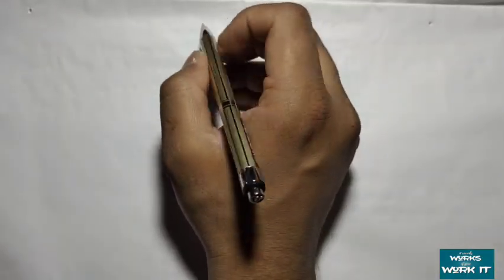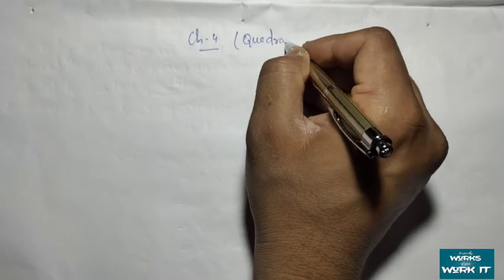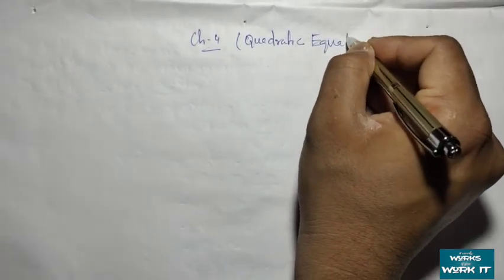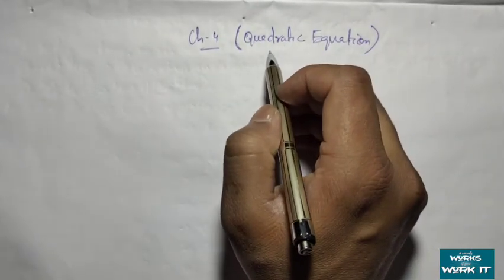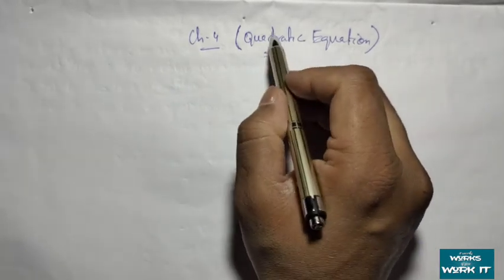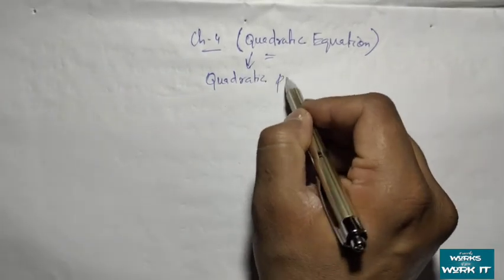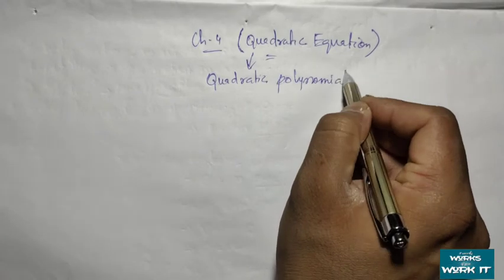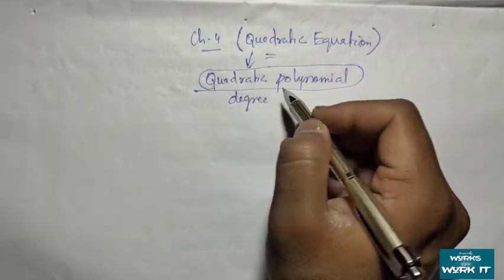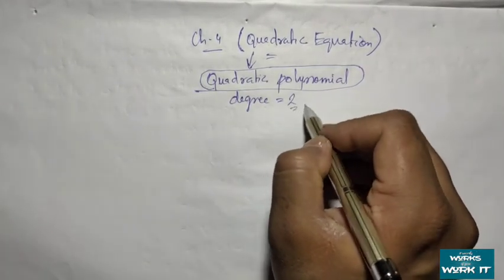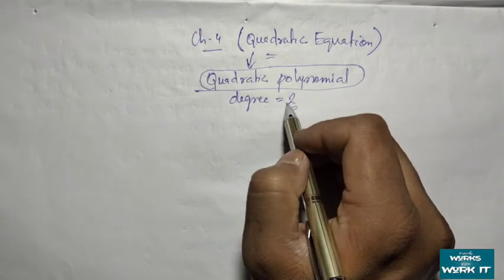Hello students, today we will be doing chapter 4, that is quadratic equations. Before starting the chapter, we need to know some of the concepts behind it. First I'm taking the topic quadratic polynomial. Quadratic polynomial means what? A polynomial which has a variable and degree has to be 2. That is called a quadratic polynomial. That means a polynomial that has degree 2.